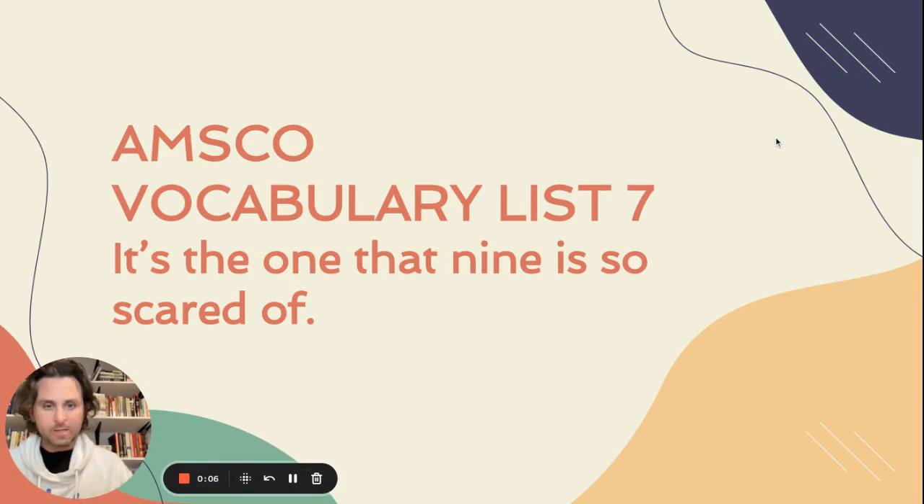AMSCO vocab list 7. It's the one that Nine's so scared of. I'm not embarrassed about that joke. I feel like that's a decent joke. I'm okay with it. It's the weekend.